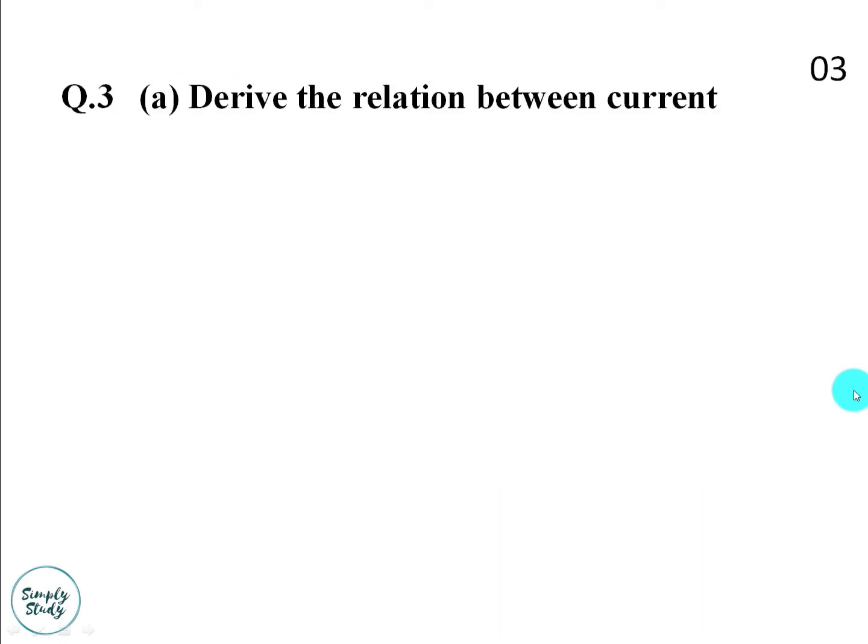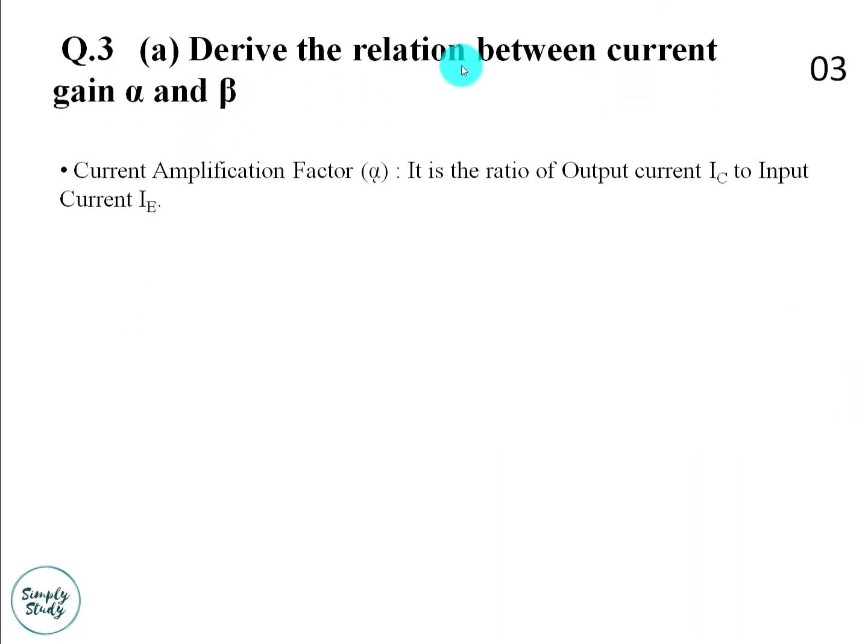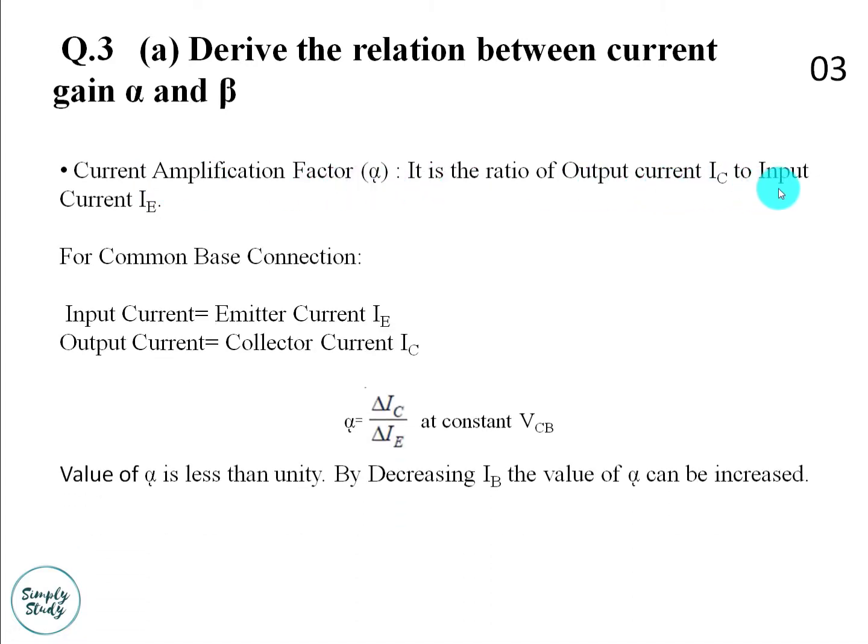Question 3a states: derive the relation between current gain alpha and beta. This question carries 3 marks. Current amplification factor alpha is the ratio of output current to the input current, where output current is the collector current and input current is the emitter current in a common base connection. Alpha equals change in IC upon change in IE at constant VCB. The value of alpha is less than unity. By decreasing IB, that is the base current, the value of alpha can be increased.